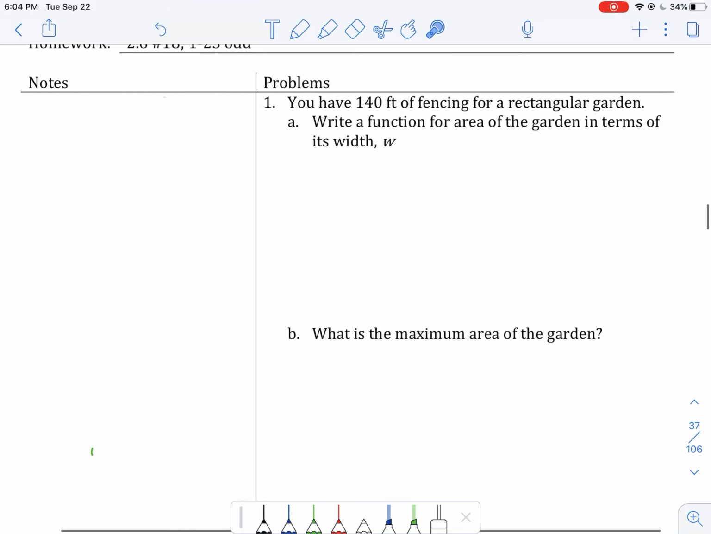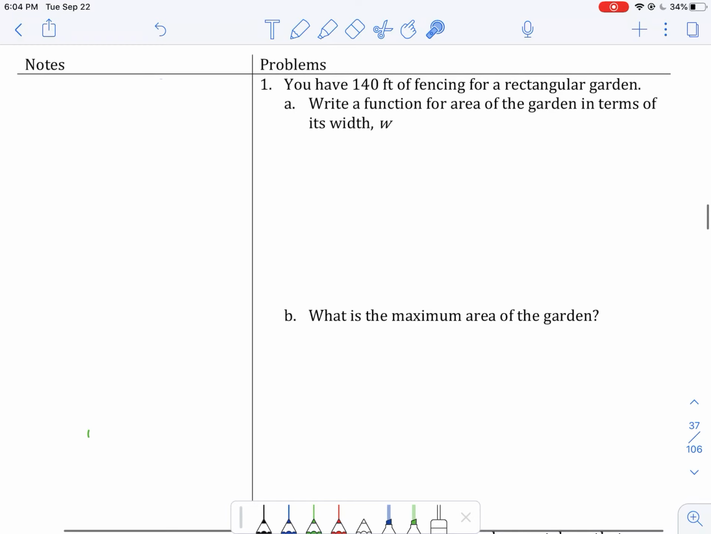So for a lot of these, you're going to have problems that are what I like to think of as geometry problems. You might also have some physics problems. So for number 1, you have 140 feet of fencing for a rectangular garden. Write a function of the area of the garden in terms of its width. So it's like, oh, I've got a rectangle and an area.